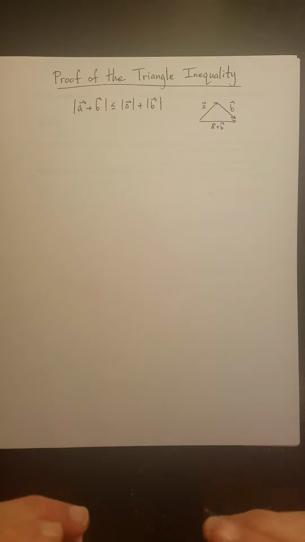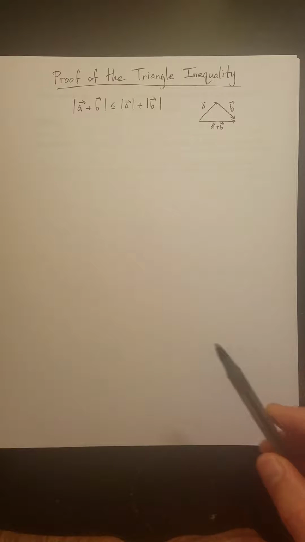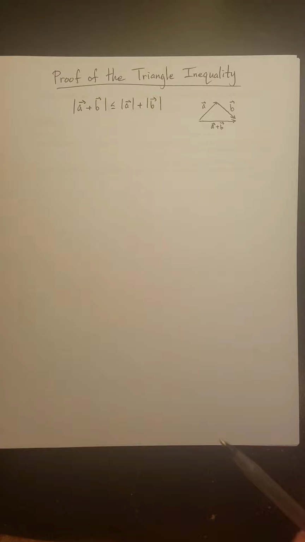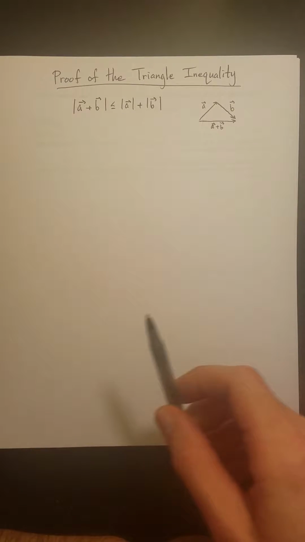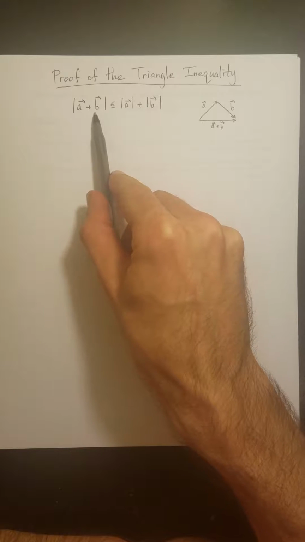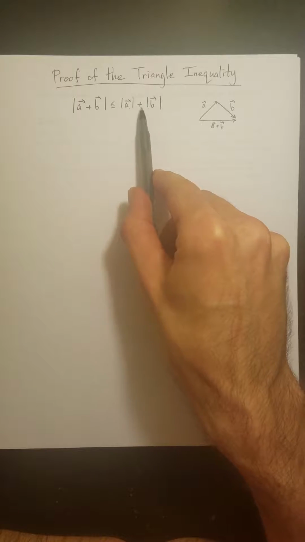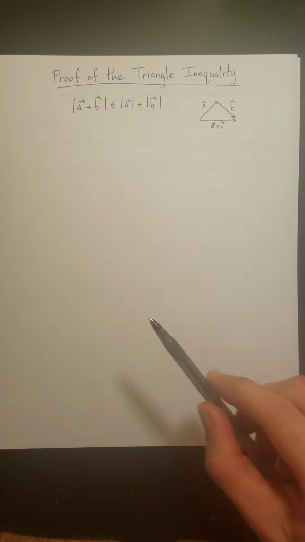Alright, so in this video we're going to prove the triangle inequality. And it's funny that in mathematics may be the only instance where an inequality is actually nice and useful. Well, either way, the triangle inequality states that the length of the sum of two vectors a and b never exceeds the sum of the lengths of the individual vectors a and b.